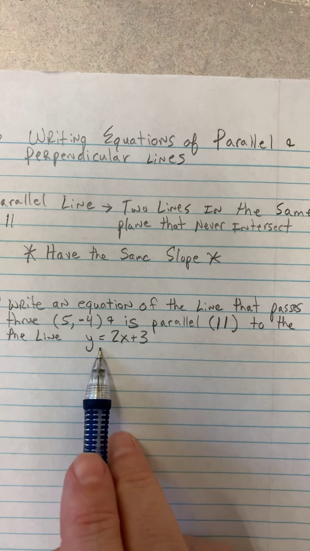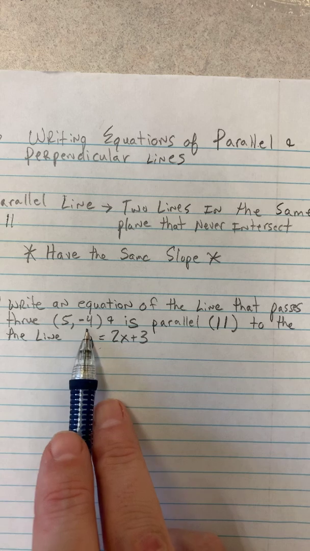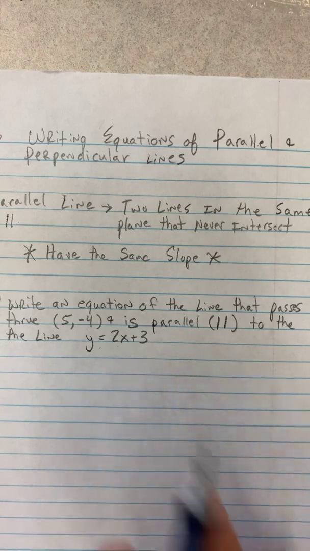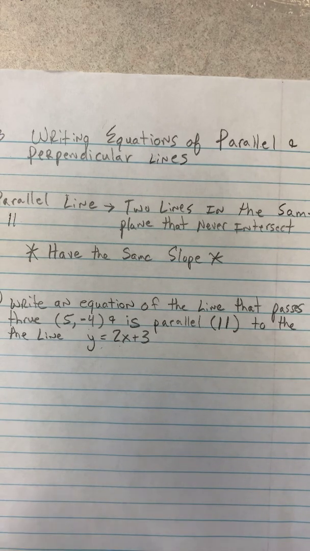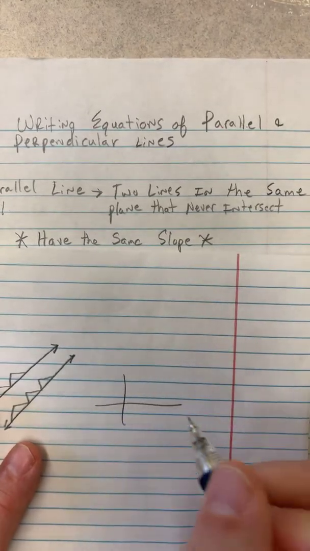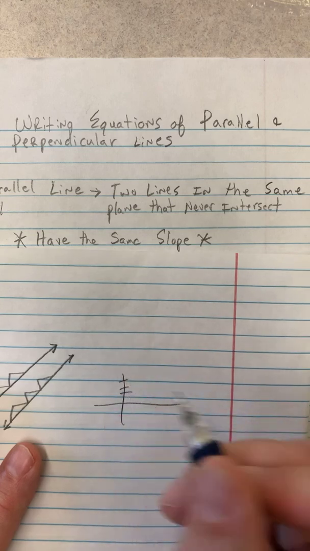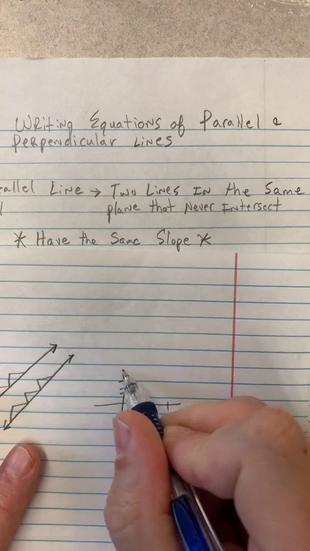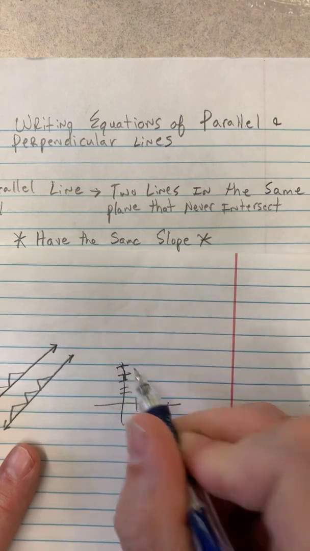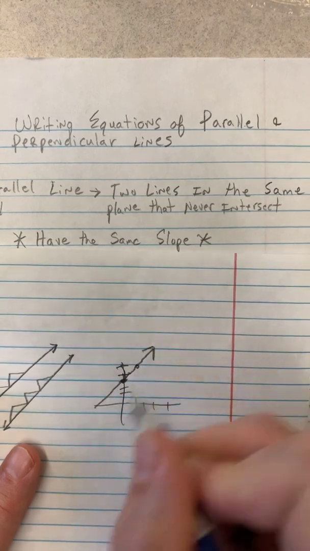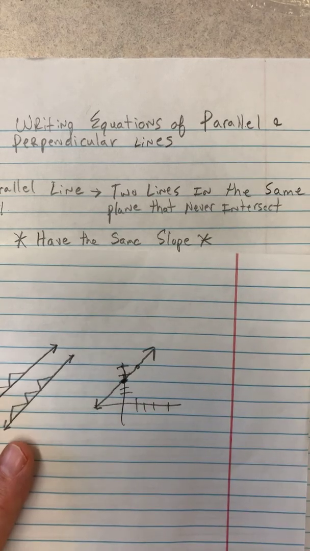So here you have this line that passes through (5, -4), but it's parallel to this line. Let's get a little visual on it real quick. If I have 2x plus 3, and I make a quick little xy coordinate plane, you have a y-intercept of 3, a rise of 2, a run of 1. So I've got that line right there. That's 2x plus 3.